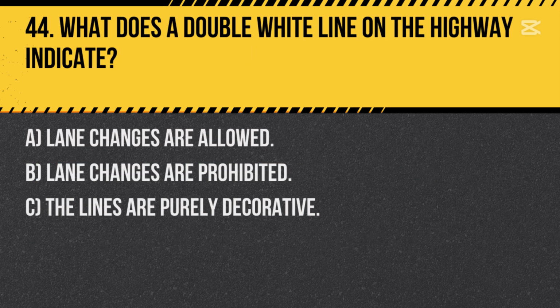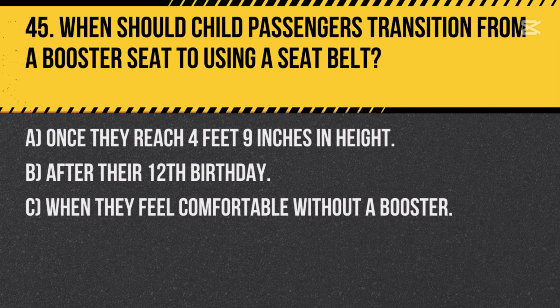Question 44. What does a double white line on the highway indicate? A. Lane changes are allowed. B. Lane changes are prohibited. C. The lines are purely decorative. Answer B. Lane changes are prohibited. A double white line on the highway signifies that changing lanes is not allowed, and you must stay in your lane.